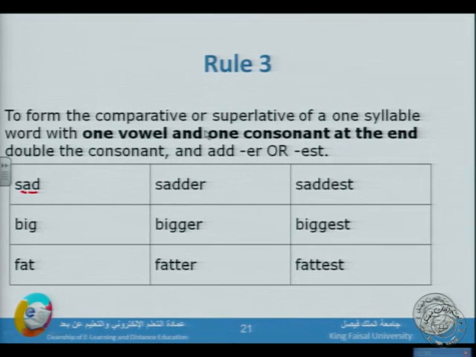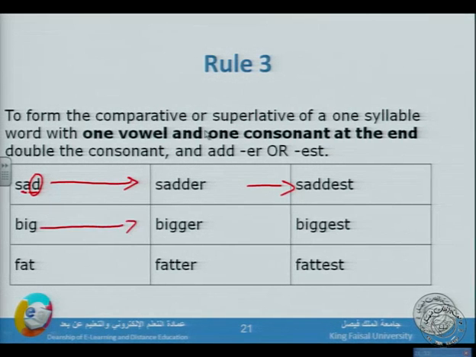حروف العلة A I U O E. أوكي؟ فلاحظوا في هذه الحالة كلمة تتكون من مقطع صوتي واحد تنتهي في حرف علة وحرف ساكن. في هذه الحالة في الcomparative form نضاعف الحرف الساكن ونضيف إليه ER فتصبح sadder. وفي superlative form نضاعف الحرف الساكن ونضيف إليه EST فتصبح saddest.